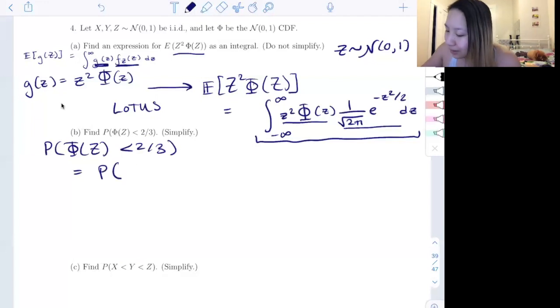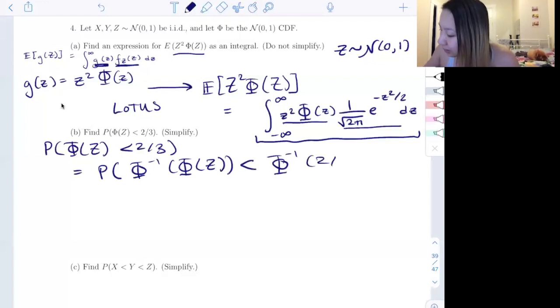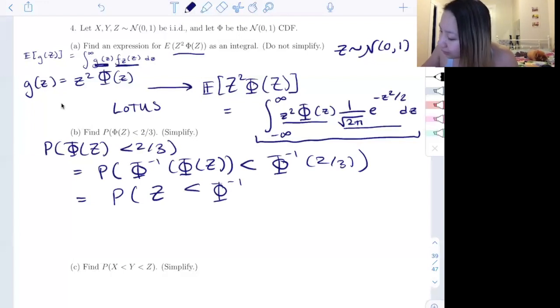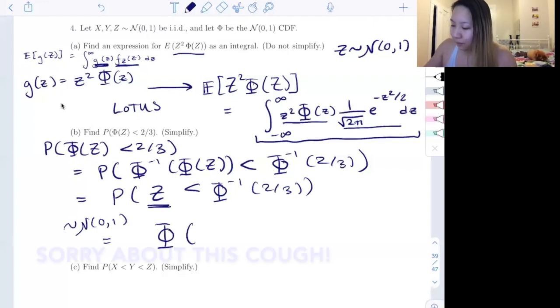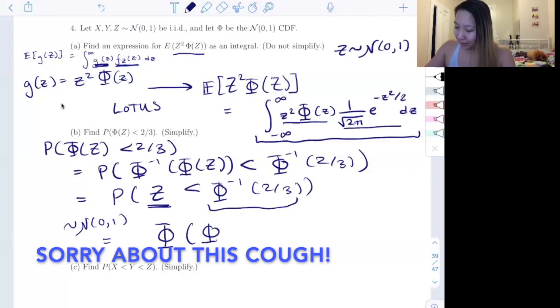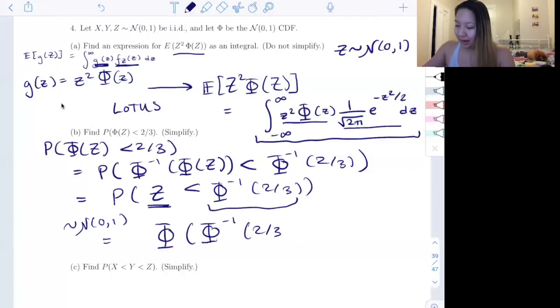So probability of phi inverse, big phi Z, is less than big phi inverse 2/3. And then this is just going to be probability of big Z is less than phi inverse of 2/3. And Z, again, is standard normal. So this is actually just the definition of the CDF. So this is going to be equal to big phi, the CDF, of this value, phi inverse 2/3, and CDFs are invertible functions, so this is going to be exactly 2/3. So this is one way you can do it.